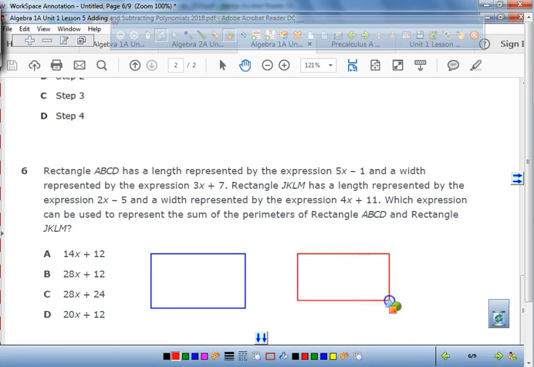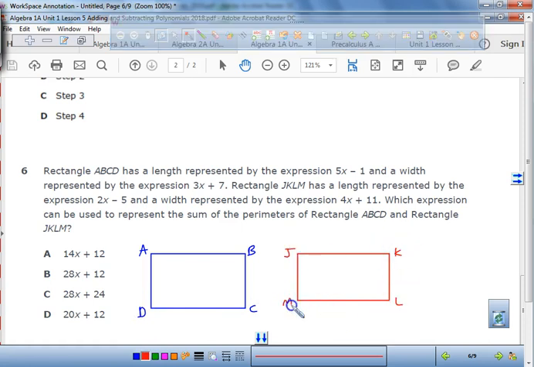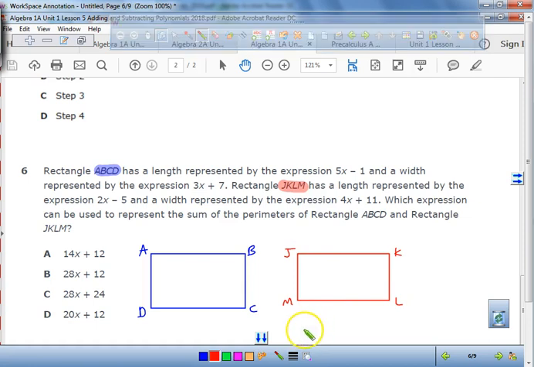Draw a couple of rectangles. They don't have to be the exact same size. One of your rectangles is going to be A, B, C, and D. The other rectangle is going to be J, K, L, M. Okay? So we have rectangle ABCD, and we have rectangle JKLM. So write those down. Just make a nice rectangle on your paper.